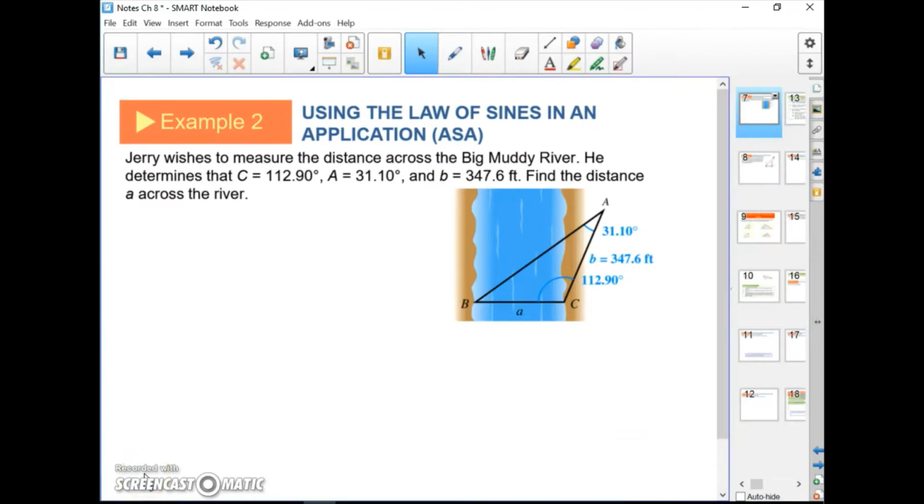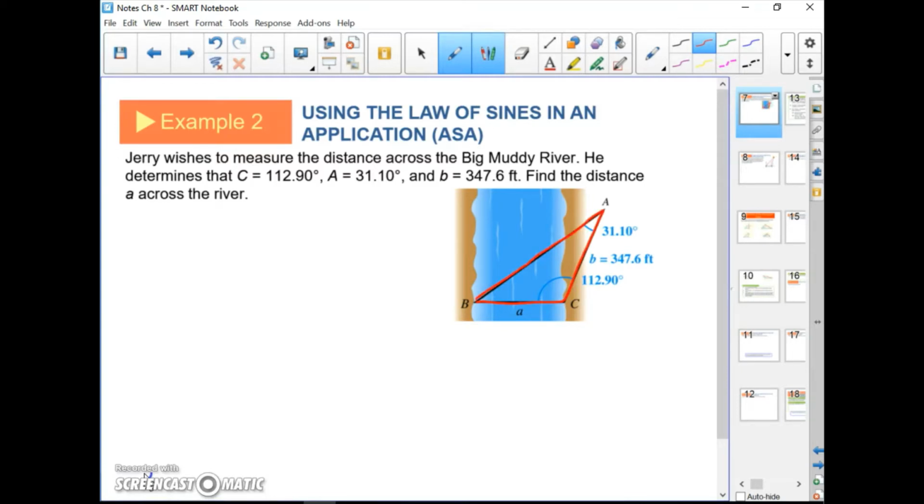Example 2, Jerry wishes to measure the distance across the big muddy river. He determines that angle C is 112.90 degrees, angle A is 31.10 degrees, and side B is 347.6 feet. Find the distance across the river. Okay, so what you might do is draw out the triangle. They've already drawn it for you.